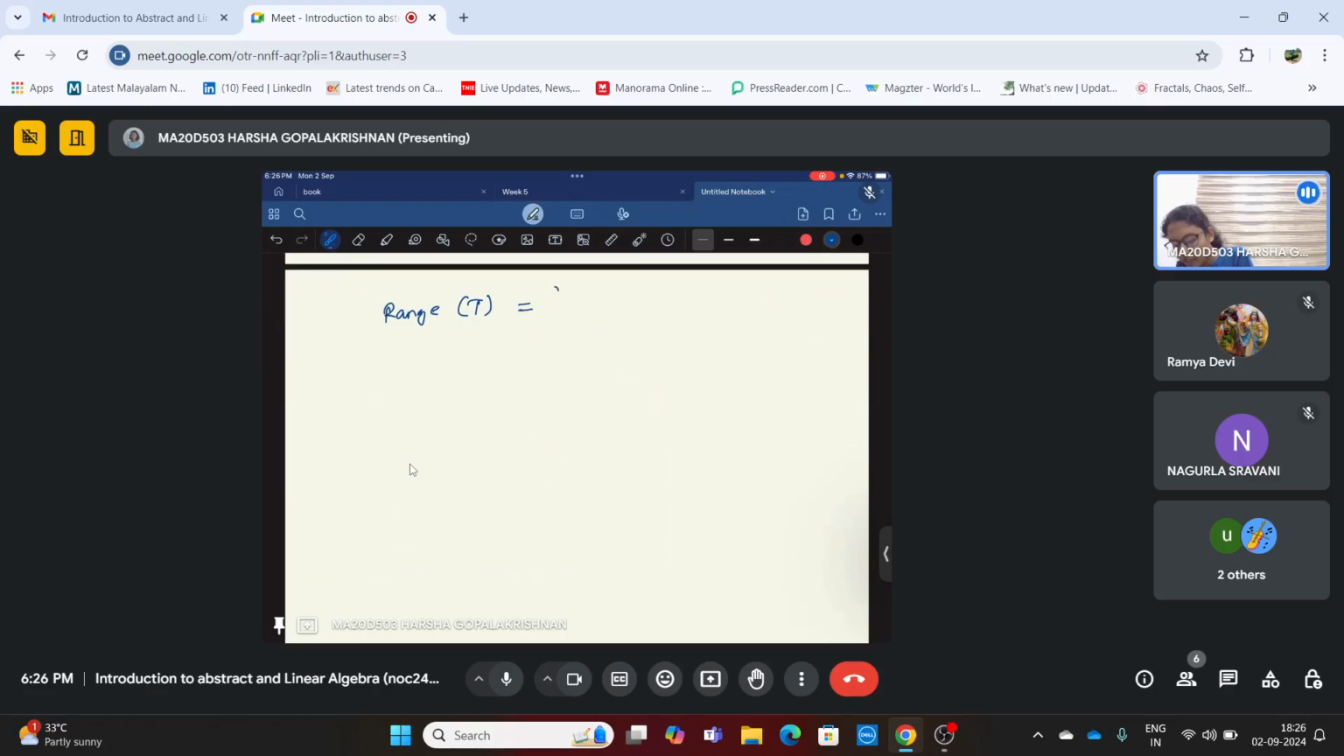What is the range of T? Range of T means the set of all T of AB such that AB is in R2. That is the definition. Now, what is T of AB? T of AB is A0 such that AB is in R2. Whatever element we take from R2, we get range elements of the form A0. So this is just A0 such that A is in R. As A varies over R, we get all forms A0. So the range is the set of all elements of the form A0 such that A is a real number.